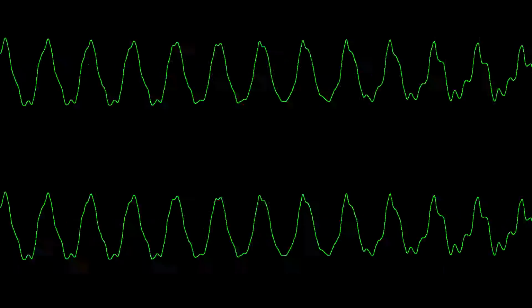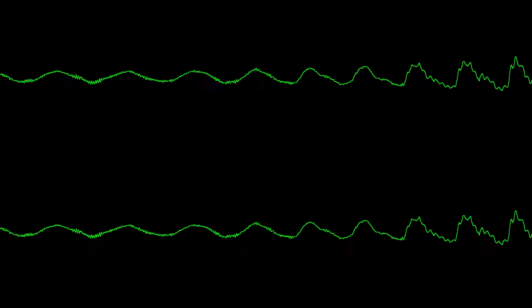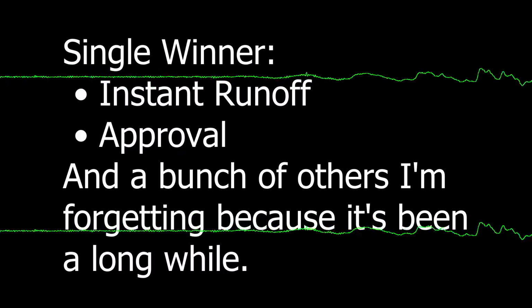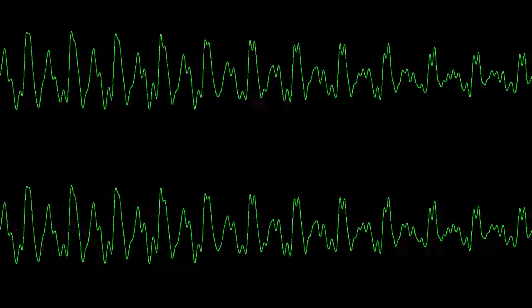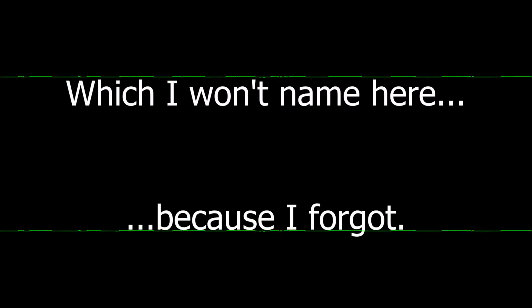In the past, I've given two different talks on voting reform. One of them was on single winner methods, think stuff like instant runoff voting and approval voting. The other one was on proportional representation. Today, I'm going to be talking about three other reforms in a similar vein.